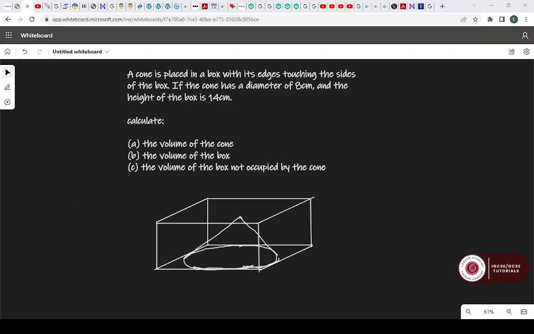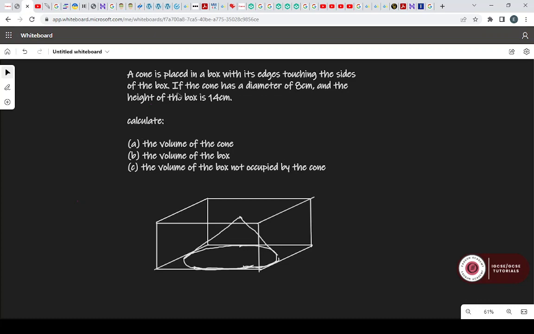Here's an interesting question before us. The question says a cone is placed in a box with its edges touching the sides of the box. If the cone has a diameter of 8 cm and the height of the box is 14 cm, calculate A, the volume of the cone, B, the volume of the box, and C, the volume of the box not occupied by the cone.